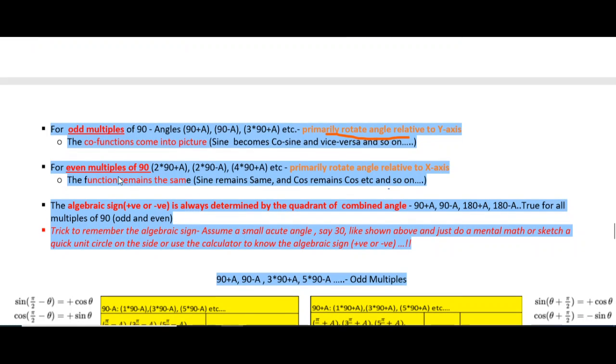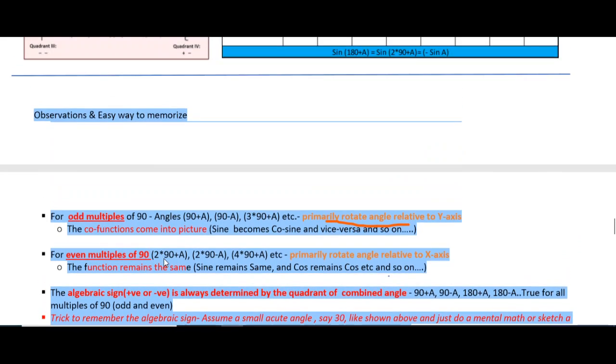And for even multiples of 90, which is 2 into 90, which is 180 degrees, pretty much anything along the x-axis, the cofunctions do not come in play. The functions remain the same. Sine remains sine, cosine remains cosine, and stuff like that. So the numerical value we already established how it will change. What about the algebraic sign? Like I told you, the trick is the algebraic sign.